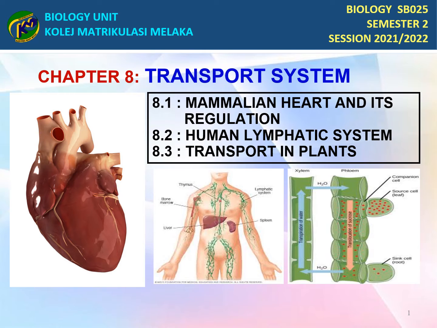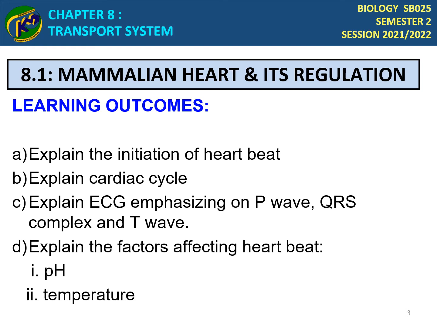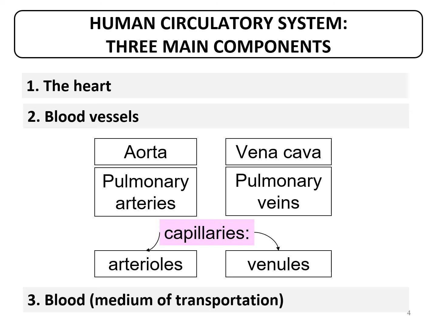This video will explain about a transport system starting with 8.1 mammalian heart and its regulation. In this subtopic, we are going to learn about the initiation of heartbeat, then explain the cardiac cycle. We are going to explain about ECG, emphasizing on the P wave, QRS complex and T wave. And then we are going to explain factors that affect the heartbeat, which includes pH and temperature.